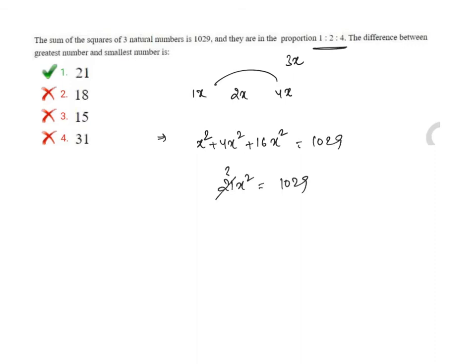Cancel it: 7 3s are 21, 7 1s are 7, 7 4s are 28, 7 7s are 49. Therefore x square is equal to 49, x is equal to 7. We need to find out 3x, that's 21. So it is a simple calculation. If you are good at calculation, you can easily do that. The next one.